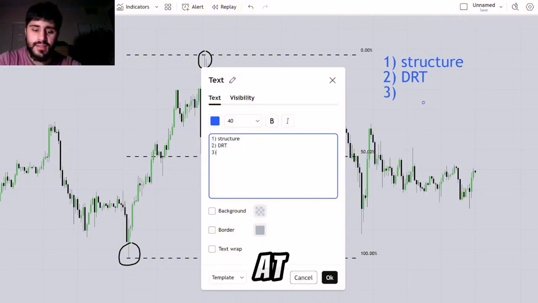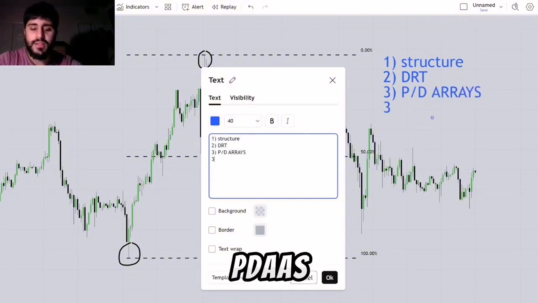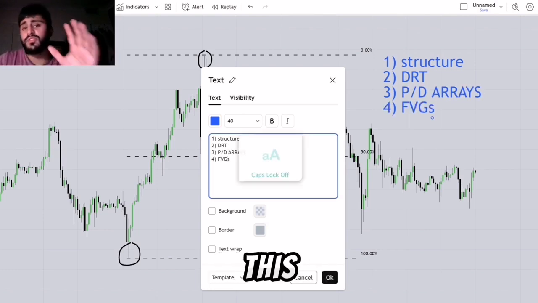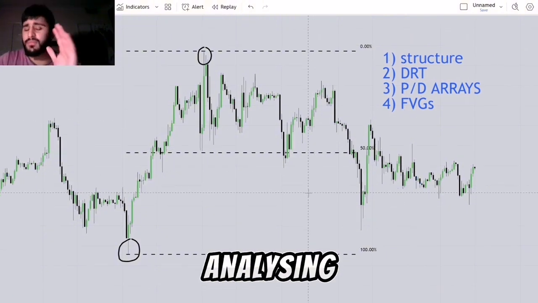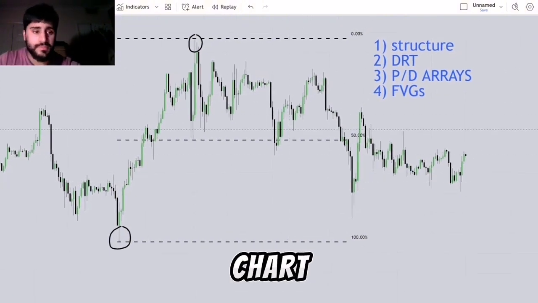So now we're looking at PD arrays, right? PD arrays are very important, because you're going to understand PD arrays. And number 4, for those who've been watching my previous videos, is fair value gap. So these are the 4 most important things you need when analyzing a higher time frame chart.